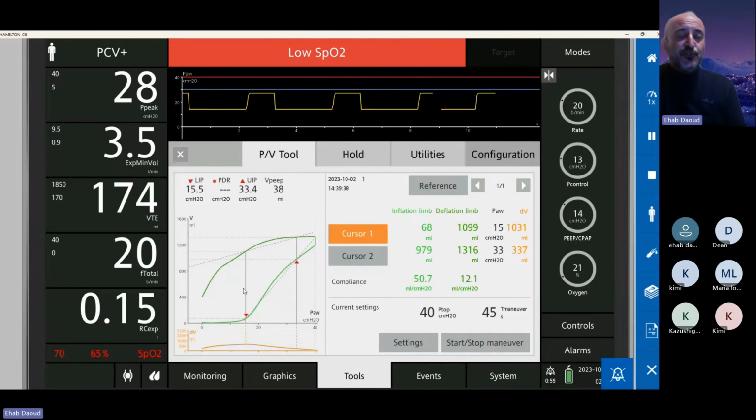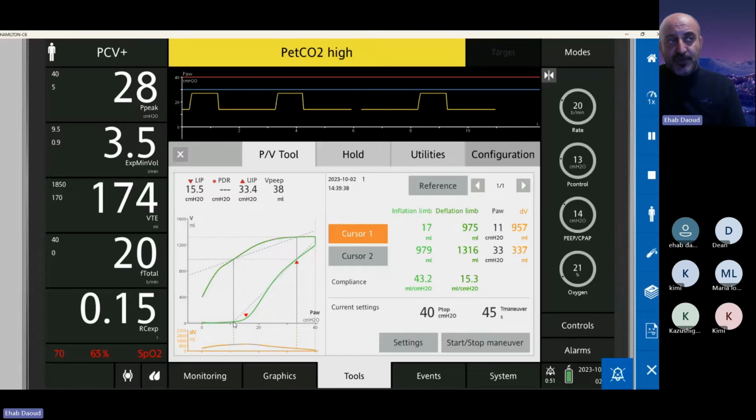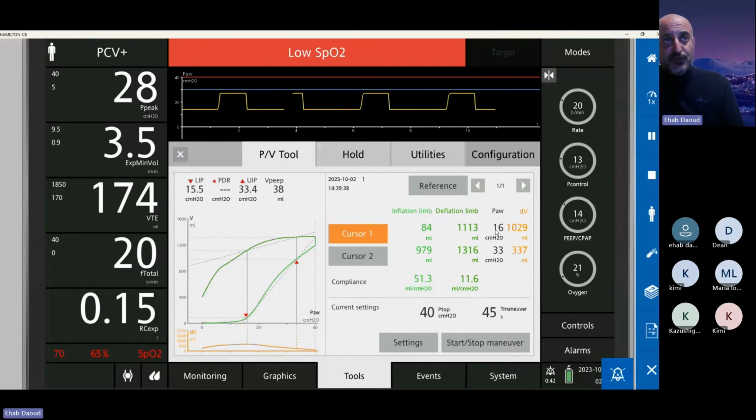Again, there's a lot of debate on how to set it, but you can set it here. Still, the hysteresis is pretty hard, but then you would notice that again, there was not much volume here. So if it's up to me in this patient, I would set the PEEP at least at 15 or 16.